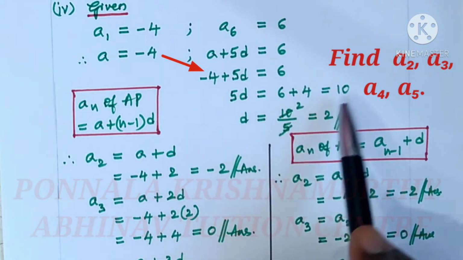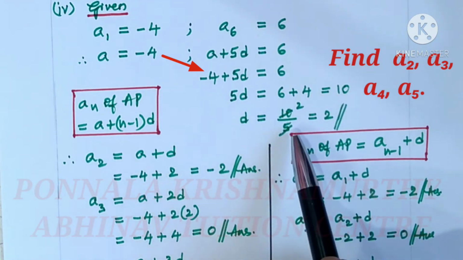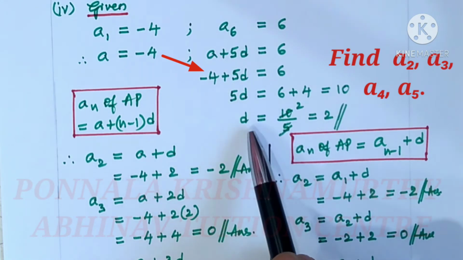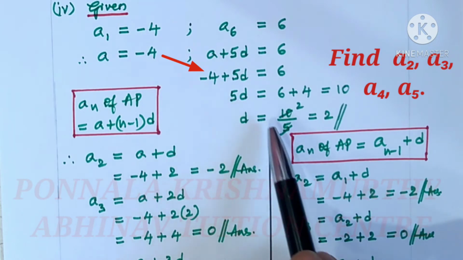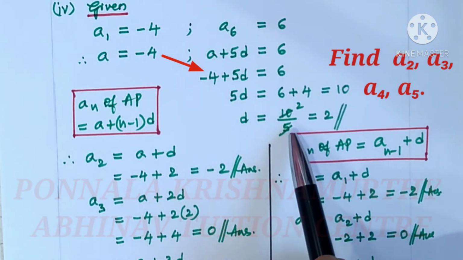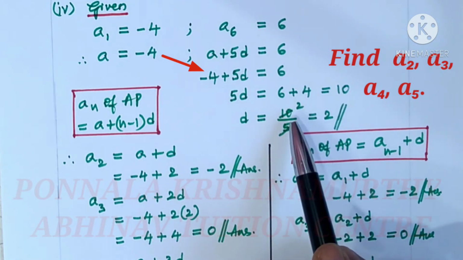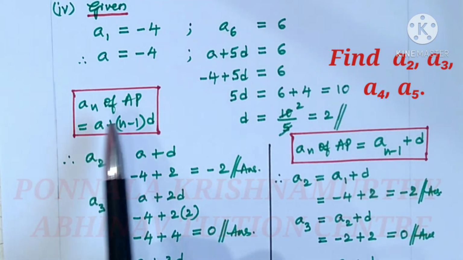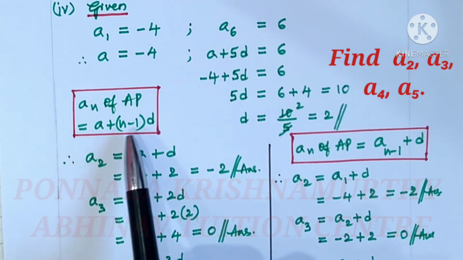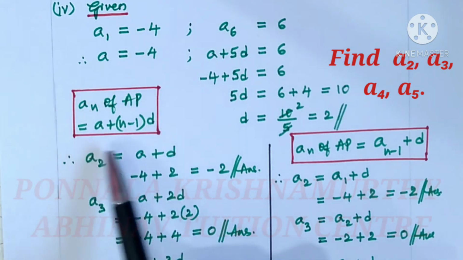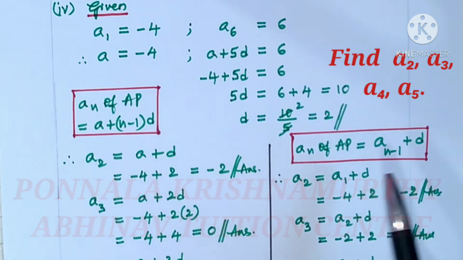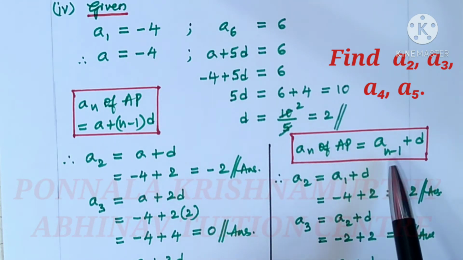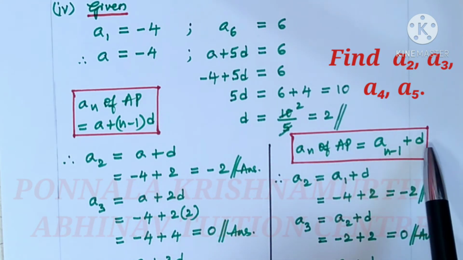Now d equal to 10 by 5. This 5 into d, here we have d, so this 5 comes to the right hand side and becomes divided by 5. 5 2s are 10, cancel. Now d equal to 2. An of AP is equal to a plus n minus 1 into d is the formula here. And here one more method: an of AP is equal to a n minus 1 plus d.